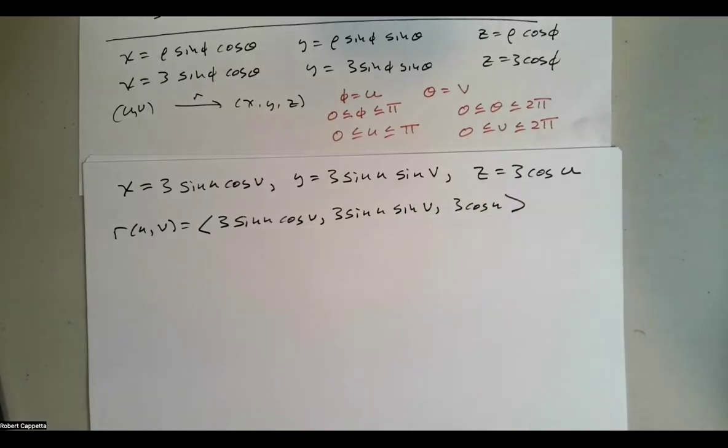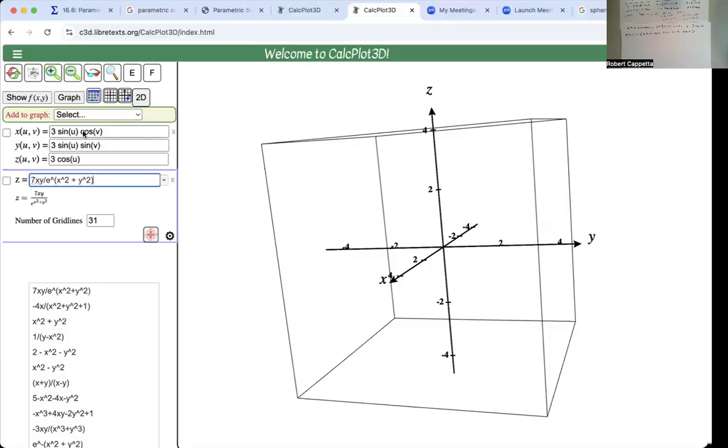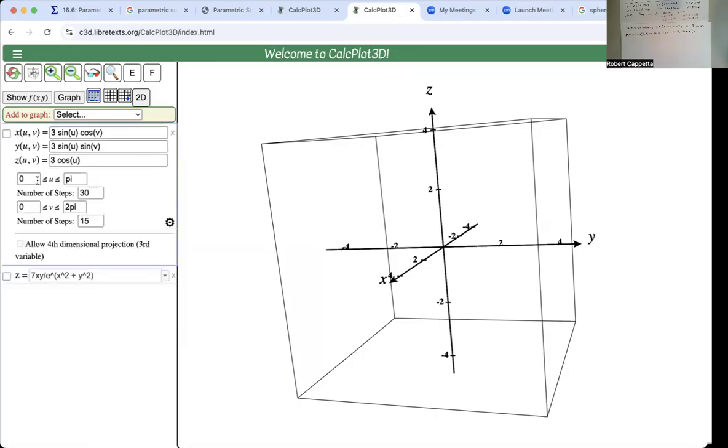So let's look at this graph. x is 3 sine u cos v, y is 3 sine u sine v, and z is 3 cos u. And what else are we going to say here? u is our phi, goes from 0 to pi, north to south pole. v is our theta, goes 0 to 2 pi, all the way around.